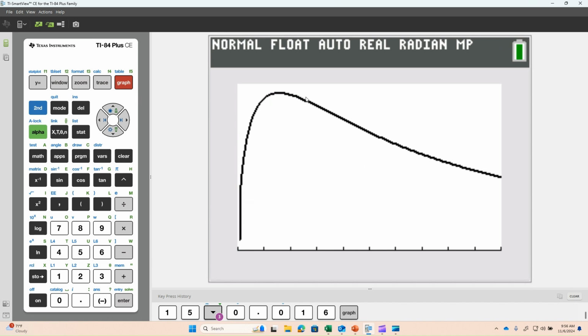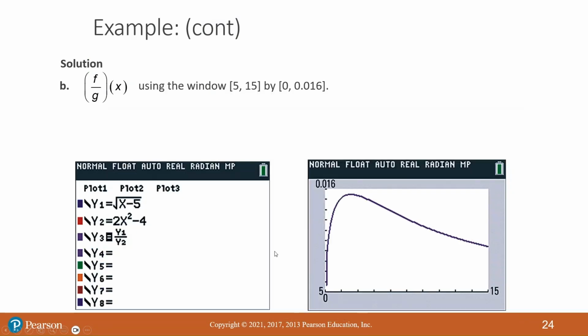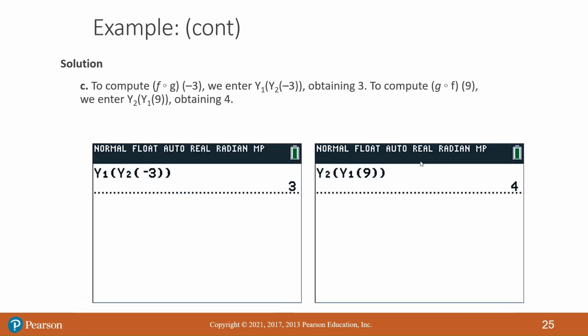So this is f over g of x that I've used my calculator to graph, instead of having to graph it by hand or do the manipulation of functions and simplification. It's taking care of a lot of the work for me. Okay, like I said, you can see the same graph that they have here.